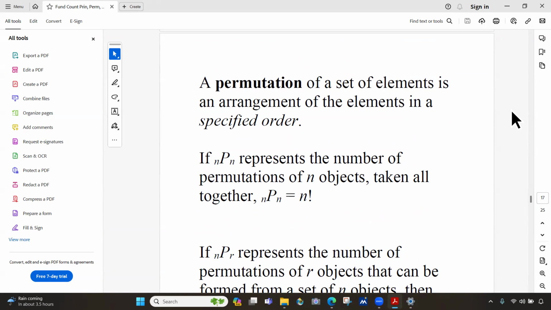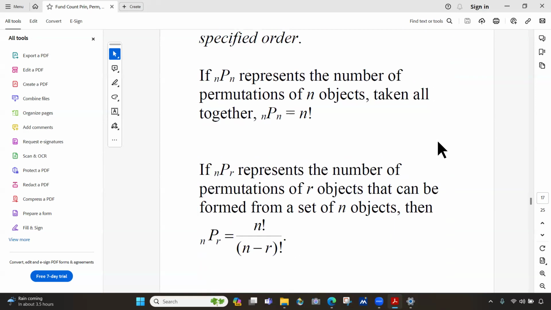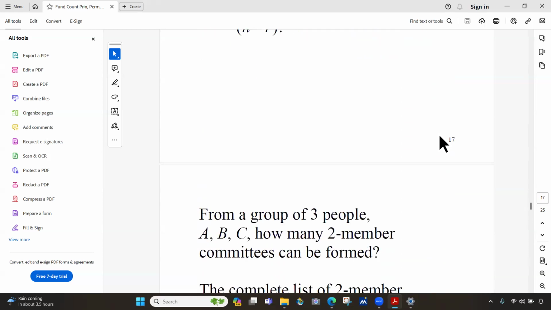It is really a special case of counting principle. What is counting principle? Counting principle is simply if you can do task A in 5 ways, task B in 6 ways, you can do A and then B in 5 times 6, 30 ways. So in combination, order doesn't matter.